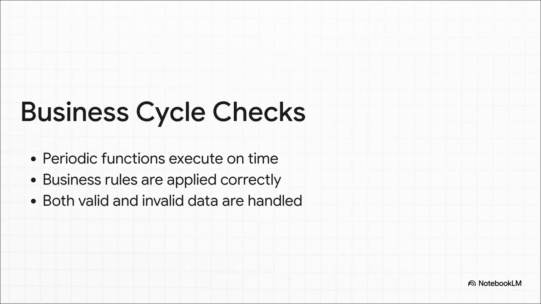This is basically checking to make sure the software's internal clock works. Do those weekly summaries actually go out weekly? Are complicated business rules applied correctly when that job runs in the middle of the night? It's all about making sure the software is ticking along perfectly in sync with the real-world business.